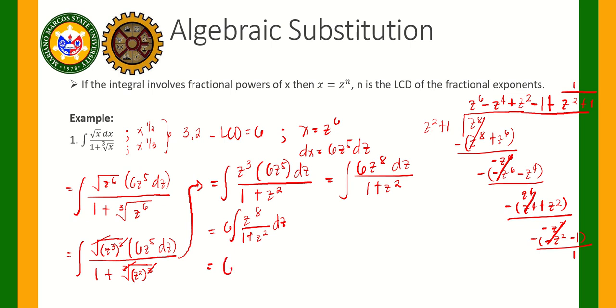So, this will be equal to 6 times the integral of z raised to 6 minus z raised to 4 plus z squared minus 1 plus 1 all over z squared plus 1, dz. Now, dito sa tatlong terms, apat na terms na to, pwede na tayong mag-proceed into integration. However, for this one, we should apply trigonometric substitution.